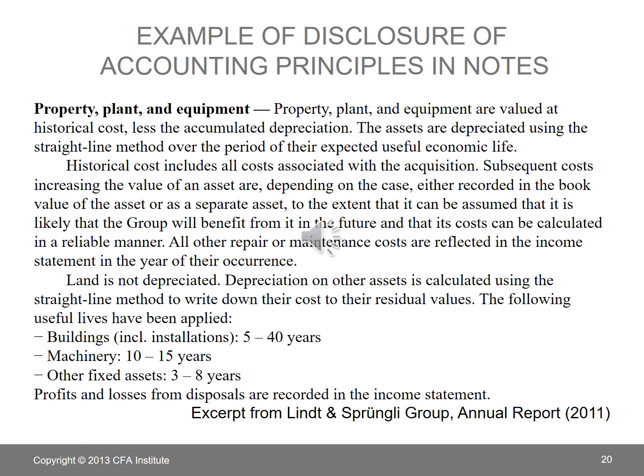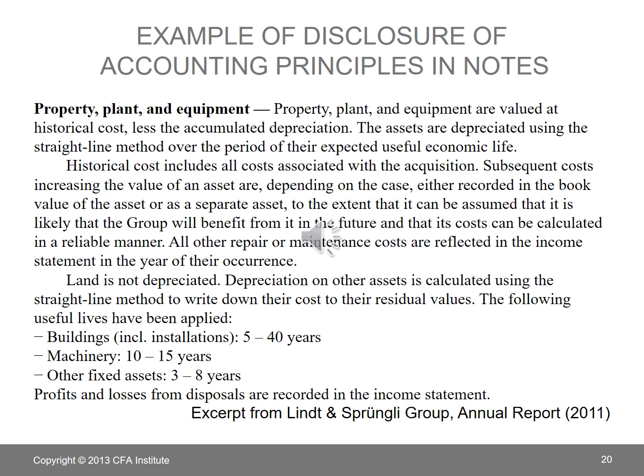And as always, to help you have a better understanding, here is an example of what a disclosure of accounting principles in the notes might look like. Here we go back again to the Lindt & Sprüngli Group. This is again from their annual report in 2011, and it illustrates typical disclosure about accounting principles. So here, for property, plant and equipment, PP&E, the company is commenting on three issues. The first one is that the values of its PP&E are at historical cost less accumulated depreciation. So this is how they value their property, plant and equipment.